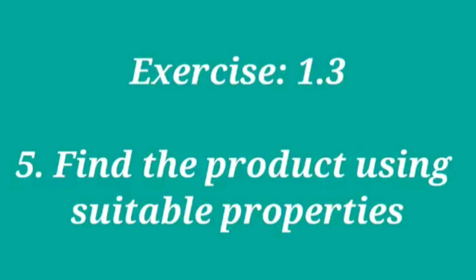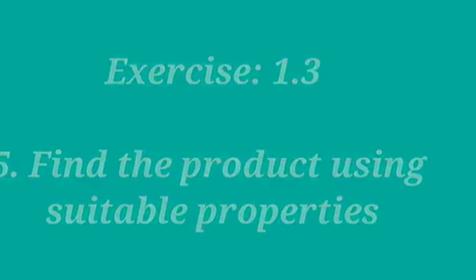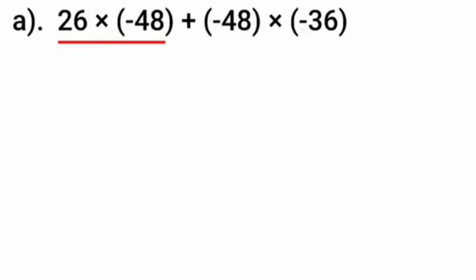Exercise 1.3, question number 5. Find the product using suitable properties. Sub question A: 26 multiplied by minus 48 plus minus 48 multiplied by minus 36. Observe the numbers of the question.